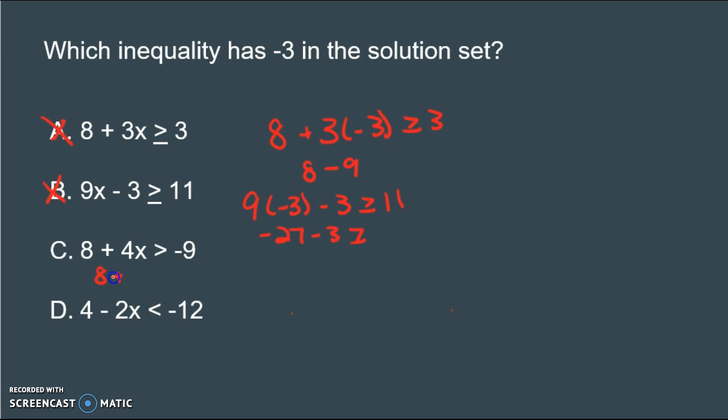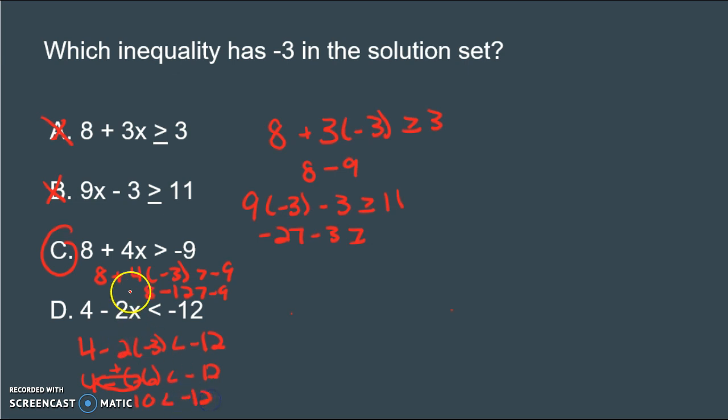For C, you have 8 plus 4 times negative 3 is greater than negative 9. So you have 8 minus 12 is greater than negative 9. That is true. And then for D, you have 4 minus 2 times negative 3 is less than negative 12. So 4 minus, what is this? That would be a negative 6. So 4 minus negative 6 is less than negative 12. So these are two minuses. That's actually a plus. So you have 10 is less than negative 12, which is not true. So your only answer can be C for that.